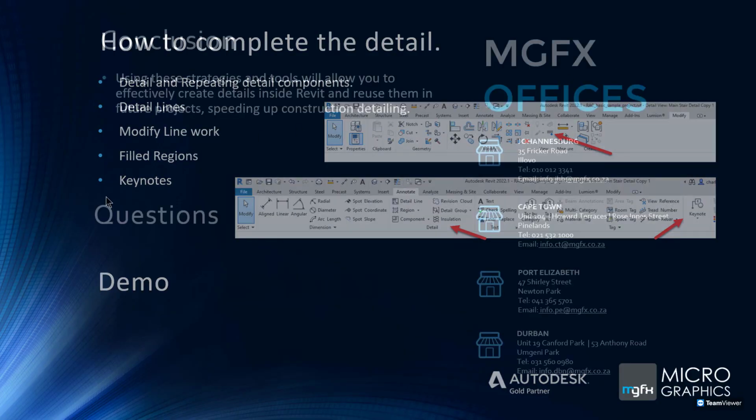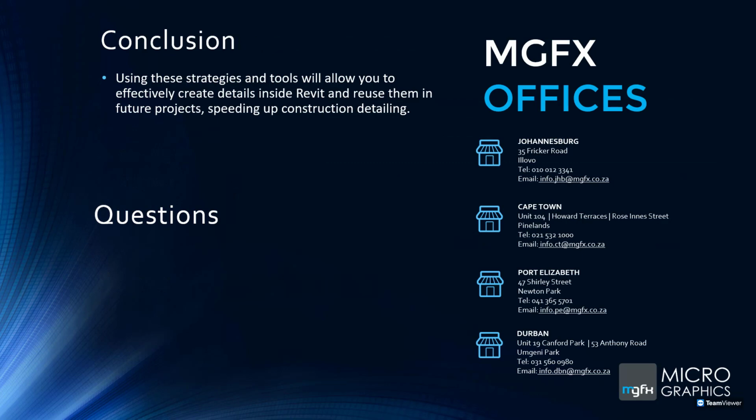Returning back to the conclusion. All right, so basically using these strategies, as I mentioned, with regards to modeling very generically in 3D, and then taking it over to the construction detailing, in there you obviously add lots of 2D information. You can reuse those, so they're not lost for this particular project. Using these strategies, you can speed up your detailing a lot.